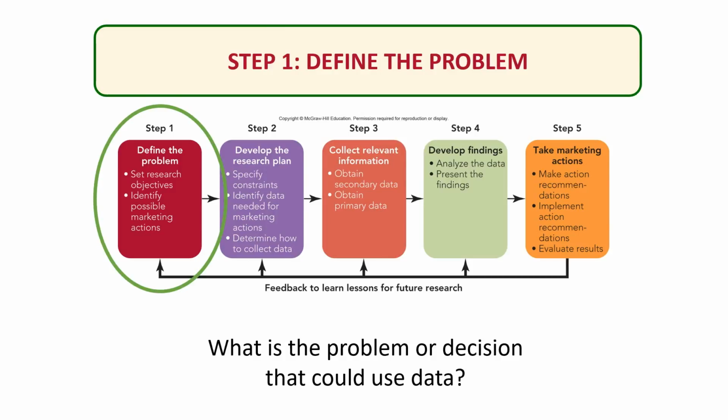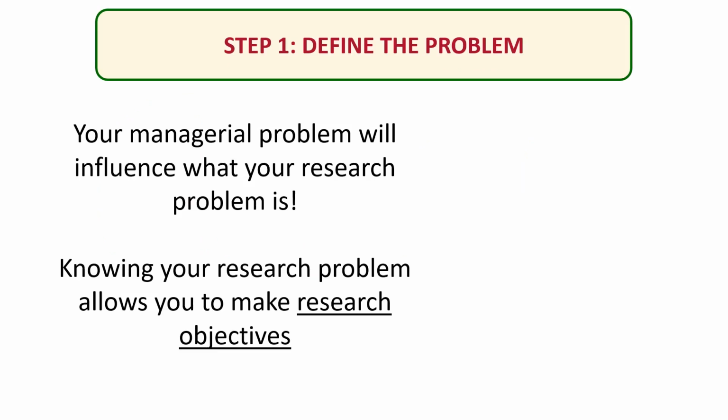Here we are, step 1 now, defining the problem. What is the problem or decision that could use data? To that end, you need to understand not only what the problem is, but what does it suggest for a type of research you can do? What information do I need?